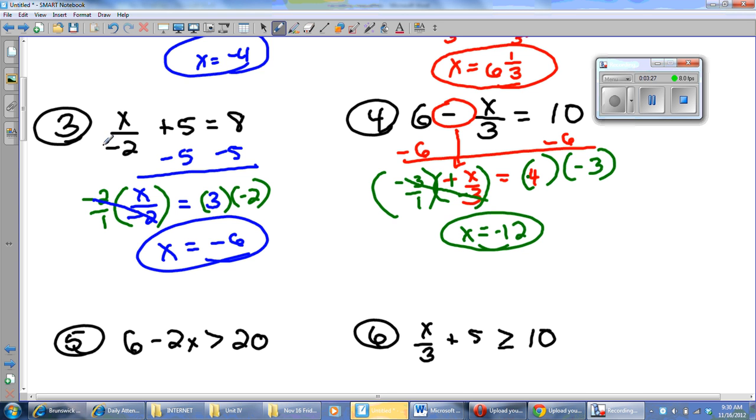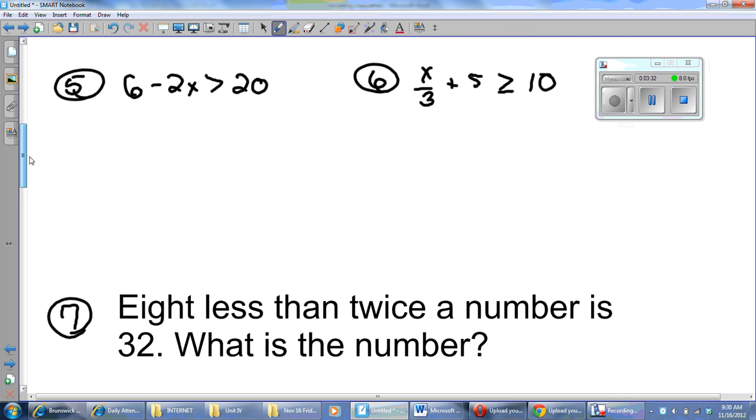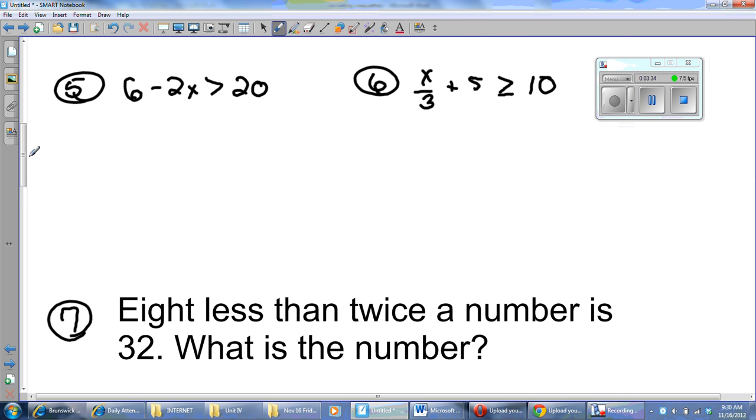Okay, let's see here. I'm going kind of quick through these. If the sub needs to pause these at any time, please go right ahead and do that. All right, number 5. I've got an inequality this time. So after I solve it, I'm going to graph it on a number line.